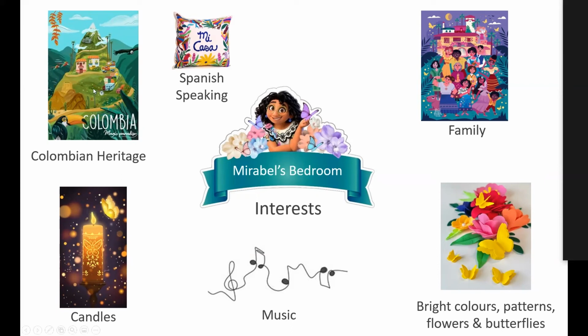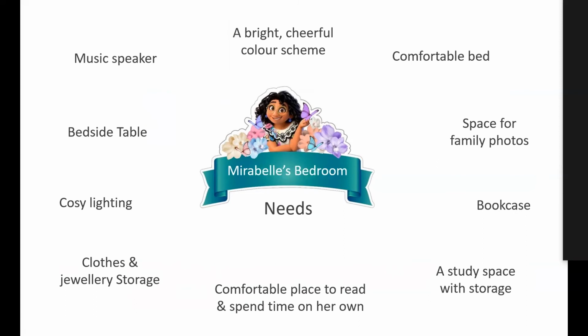And then she's got Colombian heritage. It's always worth looking at people's heritage and where they live and where they come from, because that's part of who they are and part of what they might want to be surrounded with in their bedroom. And she speaks Spanish as well. She's Spanish speaking, so it's nice to have elements of that in her room. So here's some starting points for inspiration for Mirabel's bedroom, and let's go on to what her needs might be.